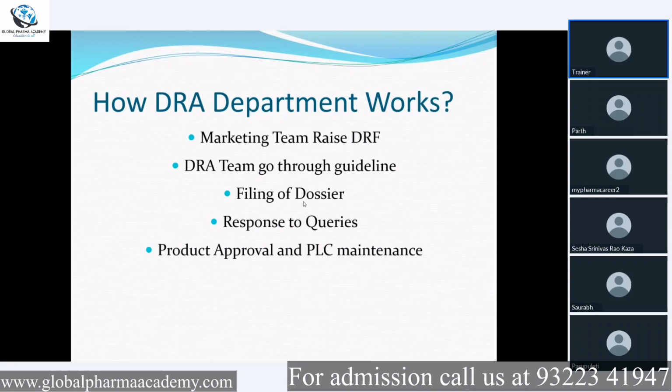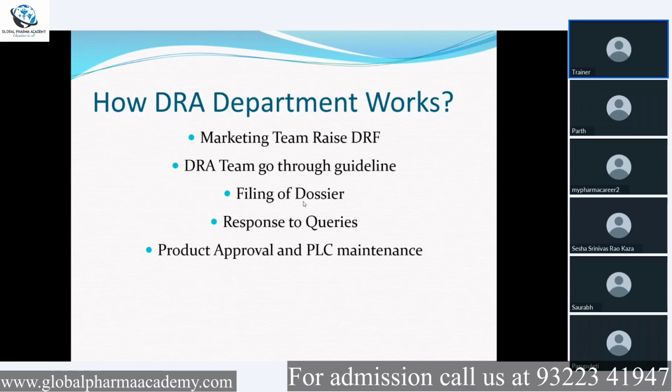They will raise the DRF, that is dossier request form. On this DRF, the marketing team initiator person, an officer or executive, will sign. Then after that, the marketing team manager will sign, and in some DRFs, the management team, that is the managing director or the managing board of directors, in which the person is seeing the marketing team, will also sign.